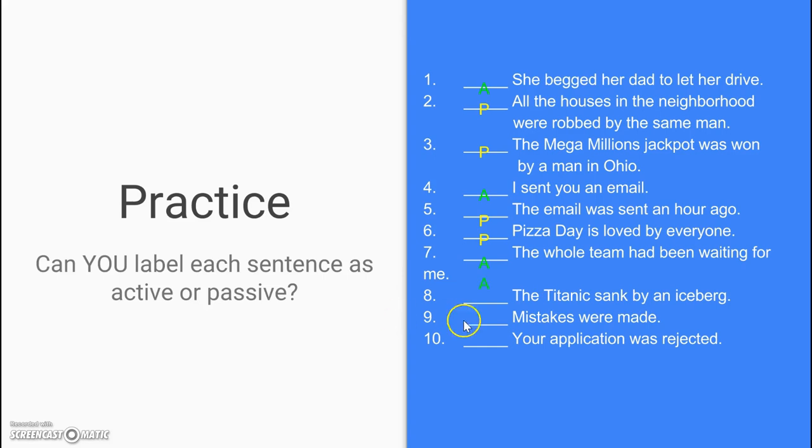Number 9, "Mistakes were made." This is actually made famous by politicians who don't want to admit who made the mistake. So even though we don't have a subject, passive. And number 10, "Your application was rejected." Doesn't say who's doing the rejecting, just that it happened. So 10 is passive as well.